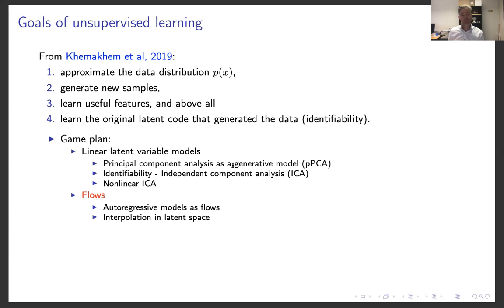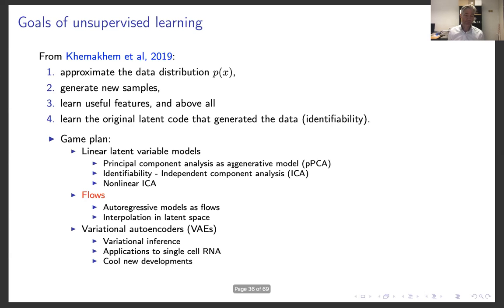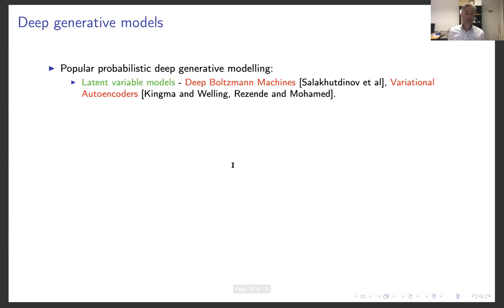So this was part 1 about the linear latent variable models and their limitations and strengths. Now I'm going to talk a little bit, a short while, just about the flow models, and then afterwards about the variational autoencoders. So just to kick it off, let's have a small overview of the different popular deep generative models we have nowadays.